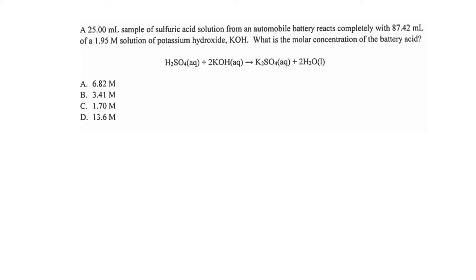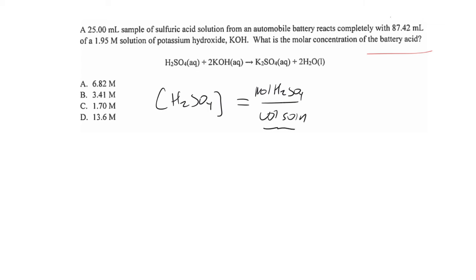So I have a sulfuric acid solution being titrated with 1.95 molar KOH. What is the concentration of battery acid? In this problem, my concentration of H2SO4 is going to be equal to the moles of H2SO4 divided by the volume of that solution. The volume of the solution of the acid is 25 mL. And then the moles of H2SO4 I get from how much KOH it took to react with it. So I have 1.95 moles per liter of KOH.